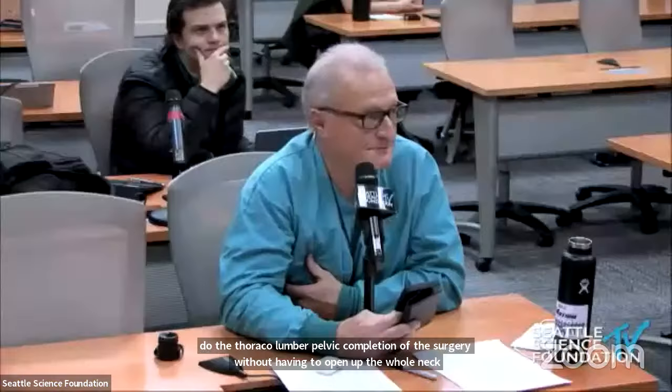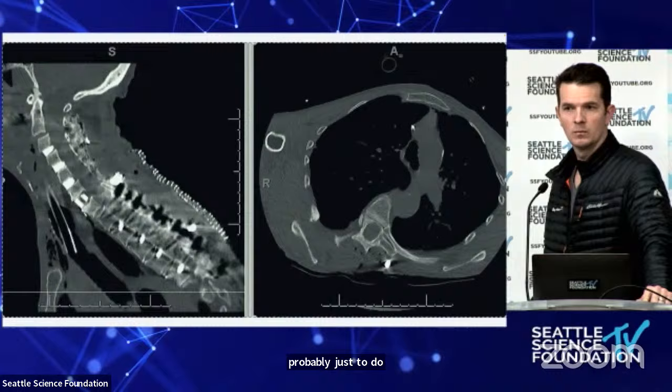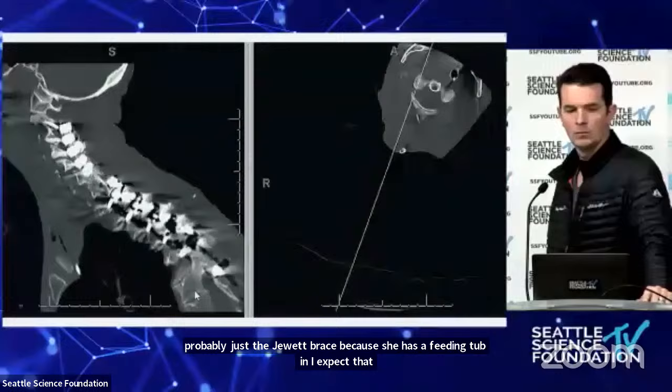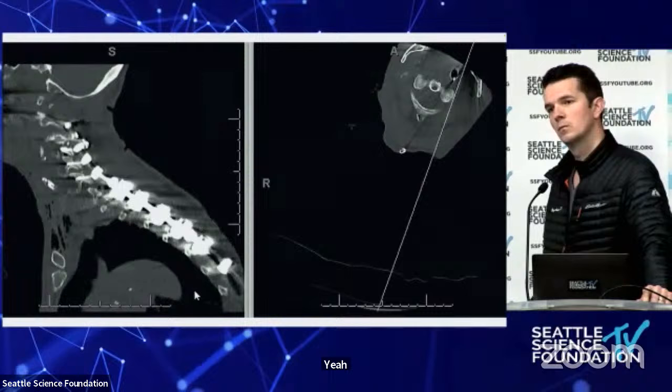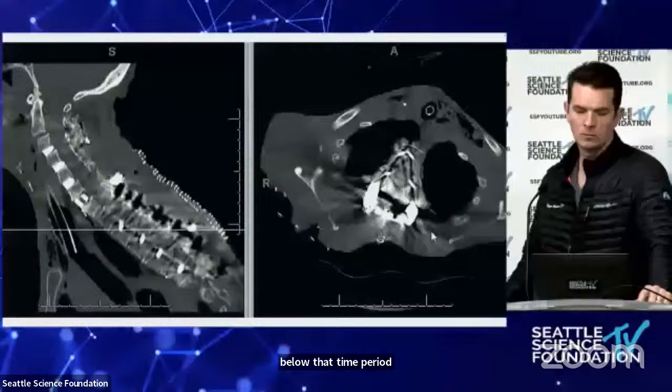Absolutely. And do you have her in any type of orthosis, like a CTO or anything? We will see how that works. Probably just the Jewett brace, because she has a feeding tube in. I expect that to be it. In our state, we should keep those in for about 3 months to get insurance coverage, so we have to prove a medical need for 3 months. And our GI people don't want to put PEG tubes in for below that time period. Okay, got it. So far, so good.